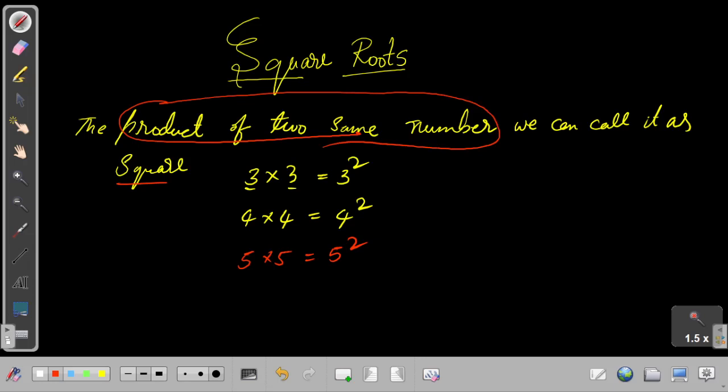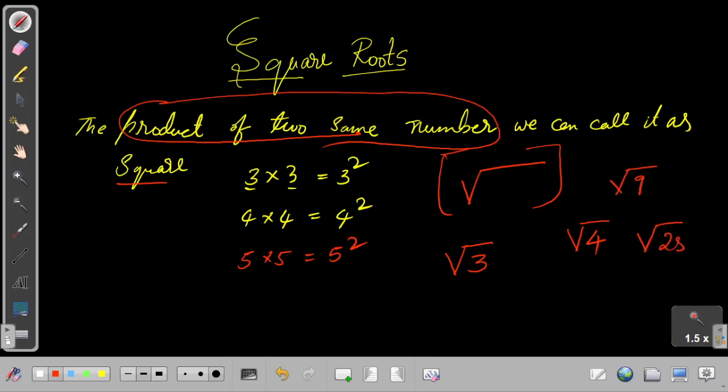So how will we represent the square root? We will represent the square root by this symbol. Suppose this is root 3. Suppose this is square root of 4. This is square root of 9. Square root of 25. In this way we will represent the square root.